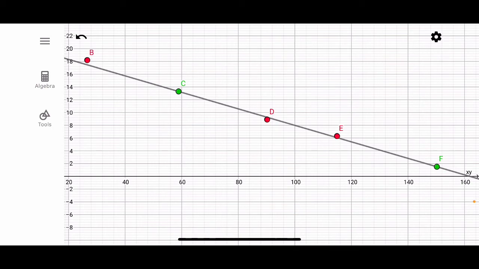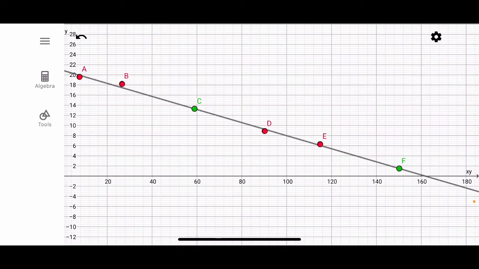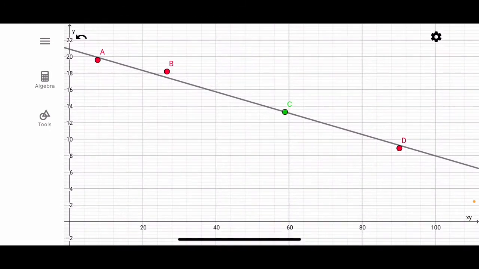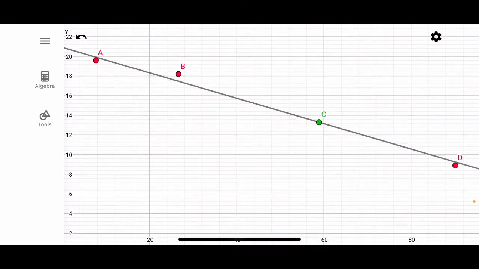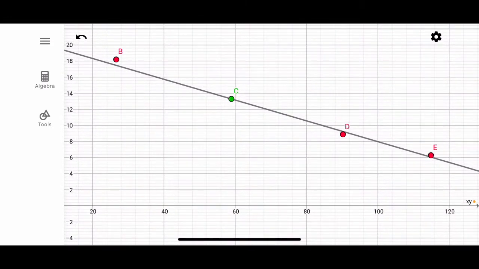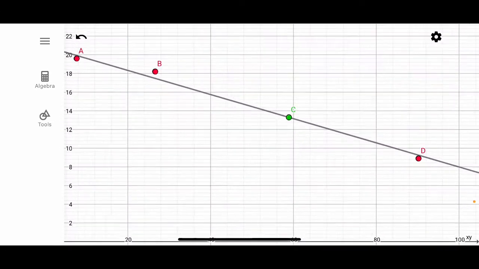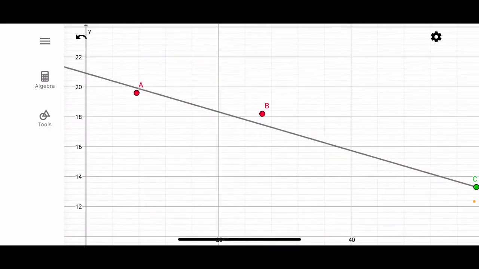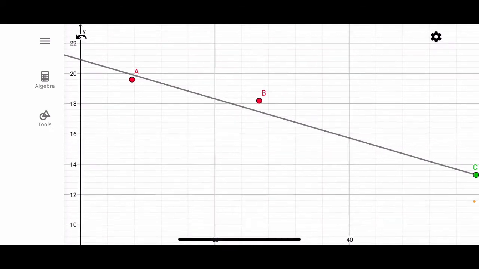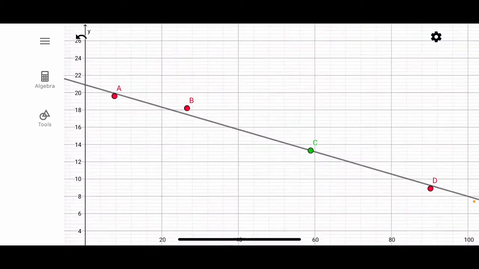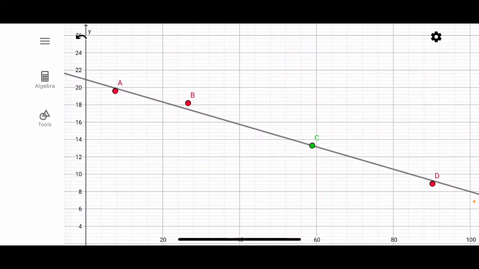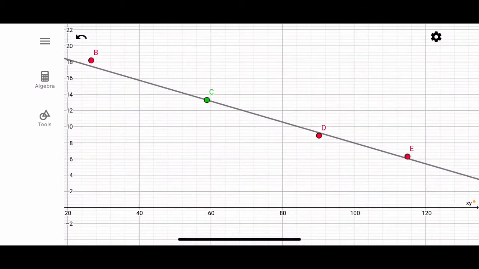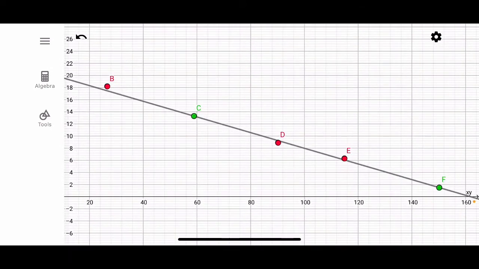In fact, we have 4 points which are not on the line, but they are in order: one above, one below, one below, one above, one below, one above. They are symmetrical. They are balanced. So as you see, this line is considered the best of the best, the line of best fit, because point A and point B are one below, one above, and point D and point E are one below, one above. And there are only 2 points on the line.